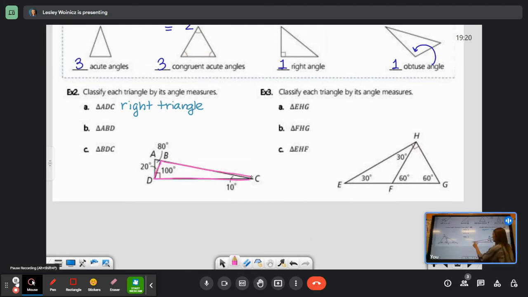This triangle is so long and skinny, it's kind of hard to see. Okay, so we've got 100 degrees. We've got 10 degrees. So this part over here has to be 180 minus 100 minus 10. So what is that? 70? 70 degrees. Okay, awesome. So it's got 2 acute angles and 1 obtuse angle, and it just takes 1. So this one is obtuse.